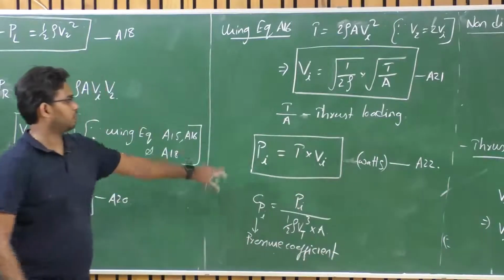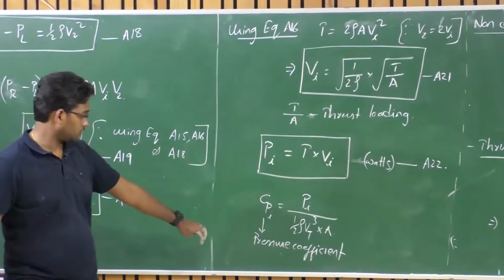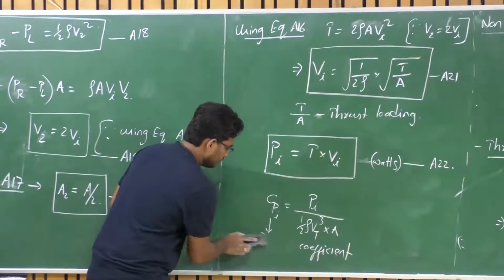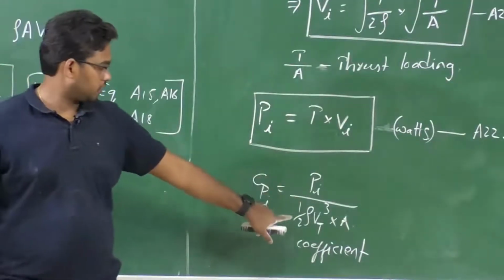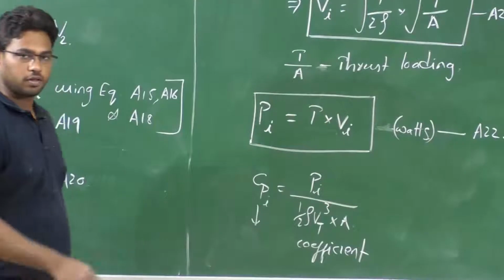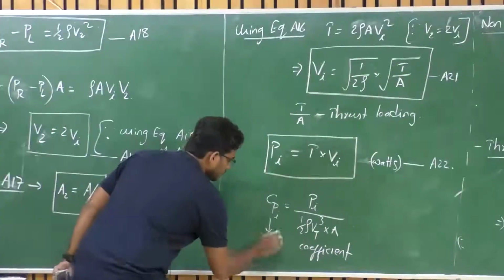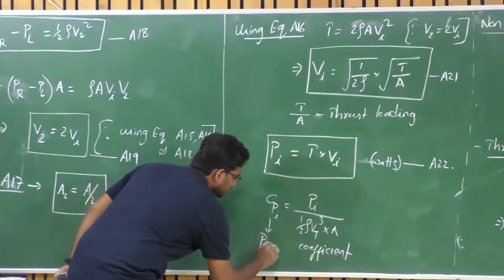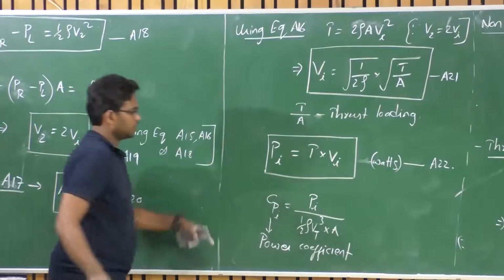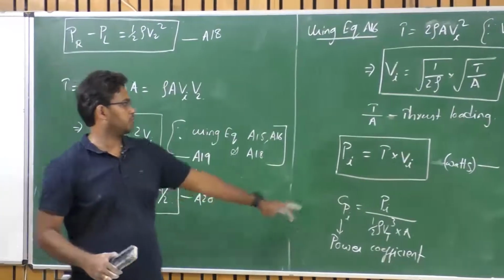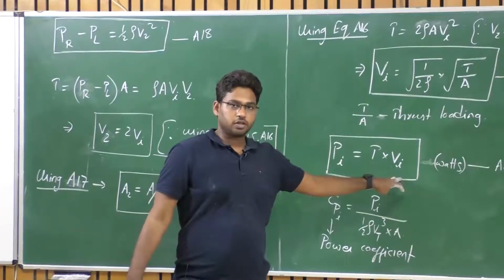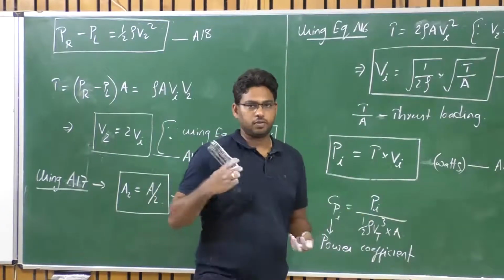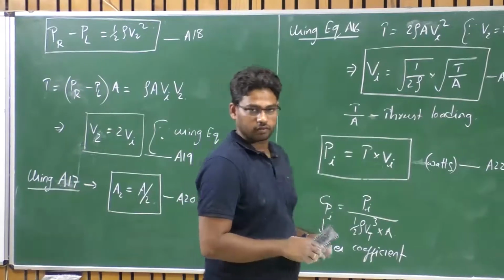Sorry, it's not pressure coefficient, power coefficient. I'm sorry. Cpi is the induced power coefficient, which is Pi upon half rho Vt cube times the corresponding cross area of the disk. So you need to spend so much power in order to throw the air at this particular velocity with the thrust T backward here, right?